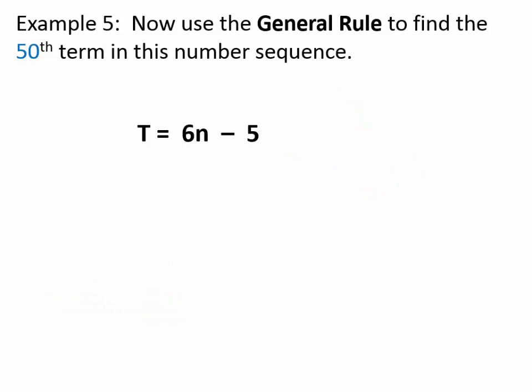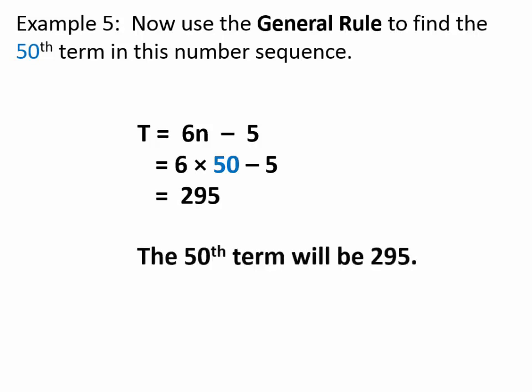Once again, if you're asked to use that, here we must find the 50th term. So we replace the n with 50. 6 times 50 is 300. 300 take away 5 is 295. So we write an answer. The 50th term will be 295.